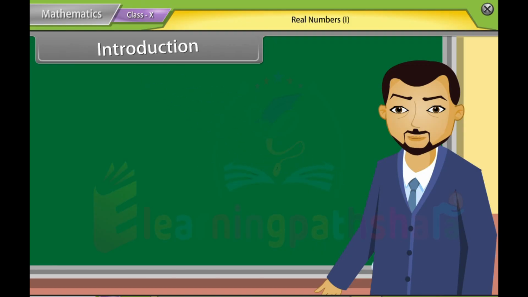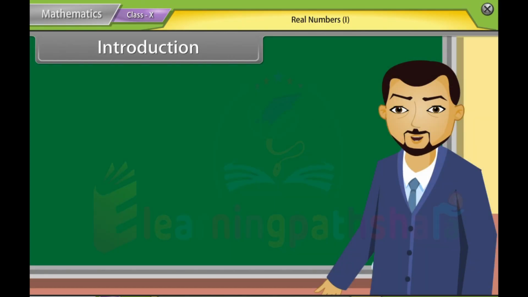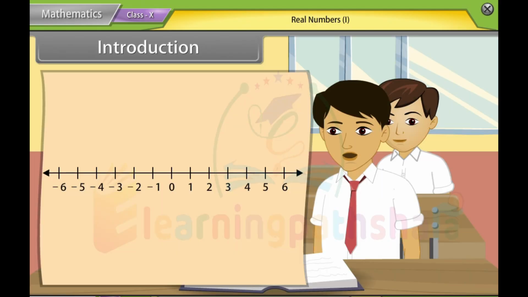Introduction. Students, do you know what integers are? A whole number that can be positive, negative or zero. Correct. And what are whole numbers? The set of numbers that include 0 plus the set of natural numbers.